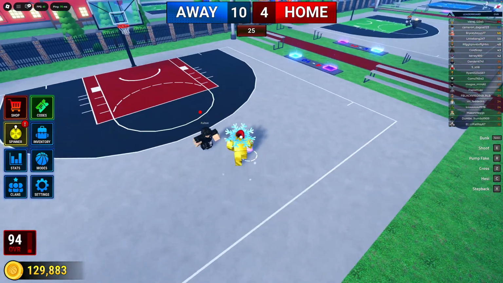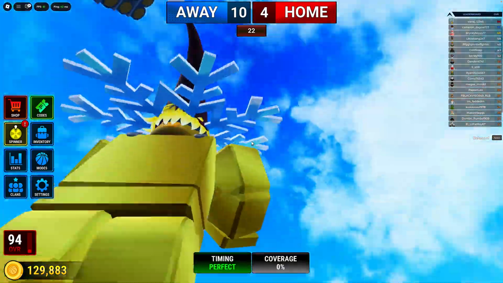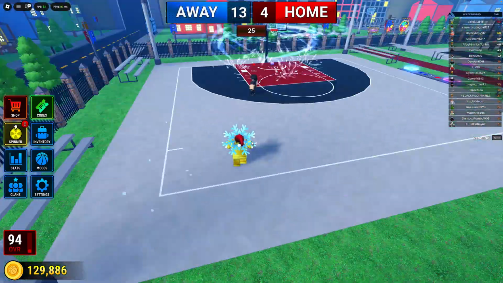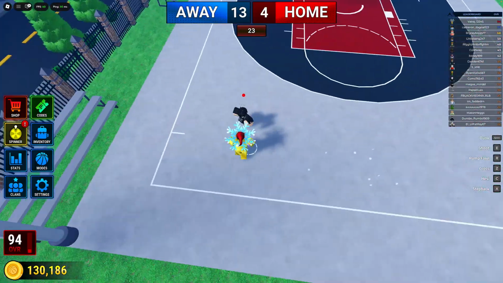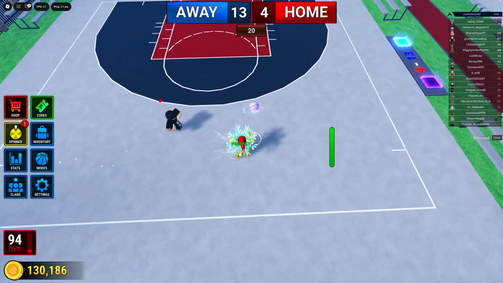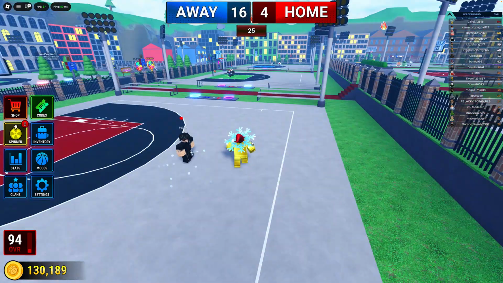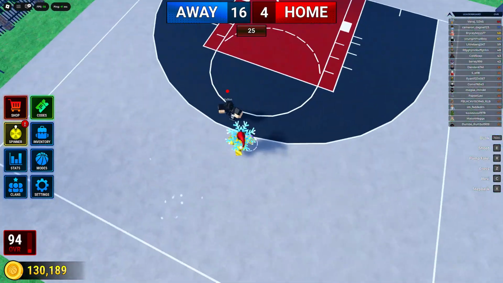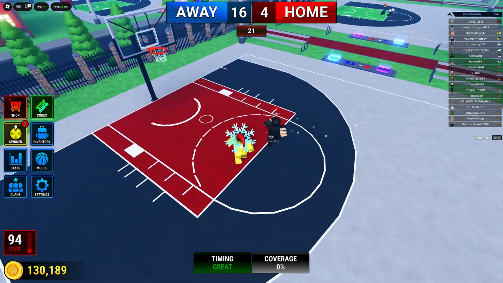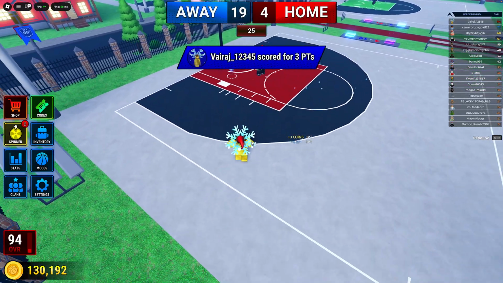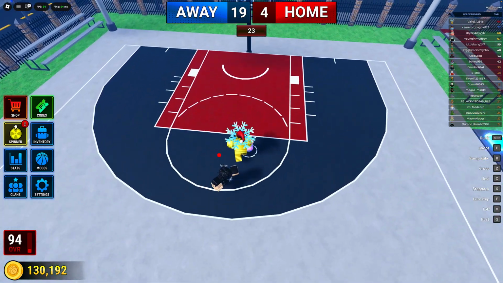So as you can see, I'm more mid-range. I don't usually shoot threes, but I'm trying to. And never shoot a deep three. Do not go past the lines. These white lines, see? Never go past them. Only if it's perfect. Only if it's perfect. Because if it's good or great, I mean, great can sometimes go in, but most of the time it cannot. So only perfect. Do not use cheats.